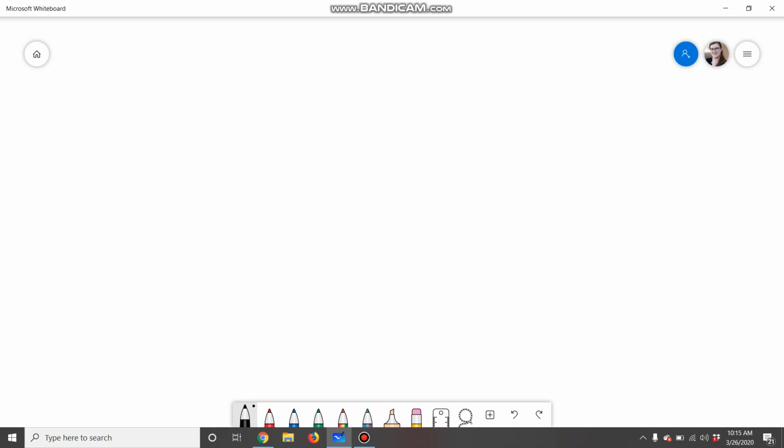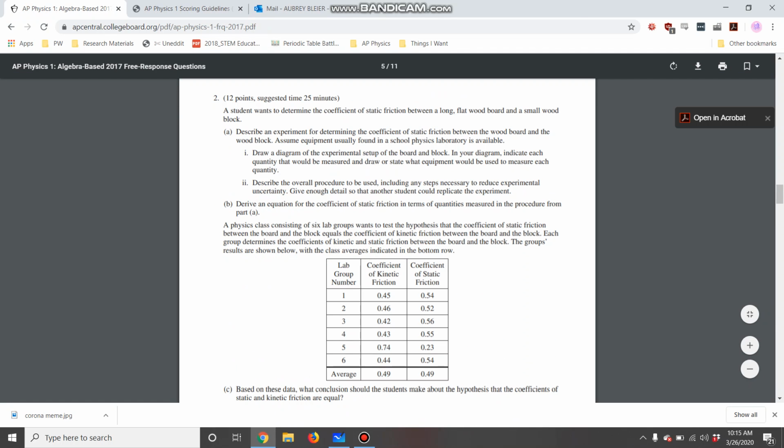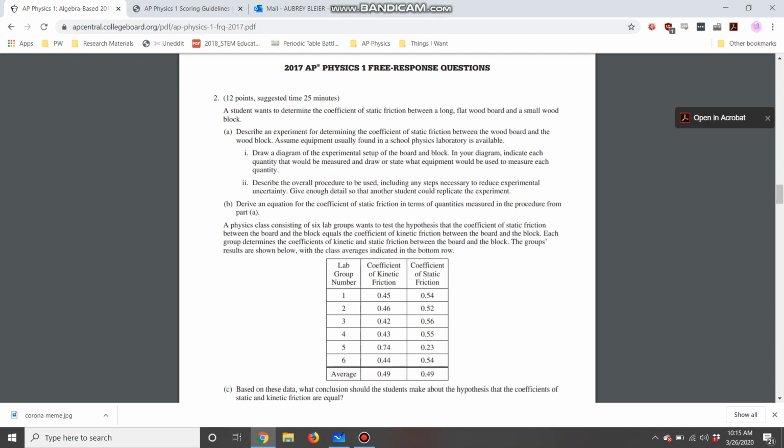If we look at the problem for number 2, we see that the student wants to determine the coefficient of static friction between a long flat board and a small wood block. Describe an experiment for determining the coefficient of static friction between the wood board and the wood block. Assume equipment usually found in a school physics laboratory is available. Draw a diagram, make sure you label, and describe the procedure. Conveniently enough, we did a lab exactly like this, way back in the first semester.